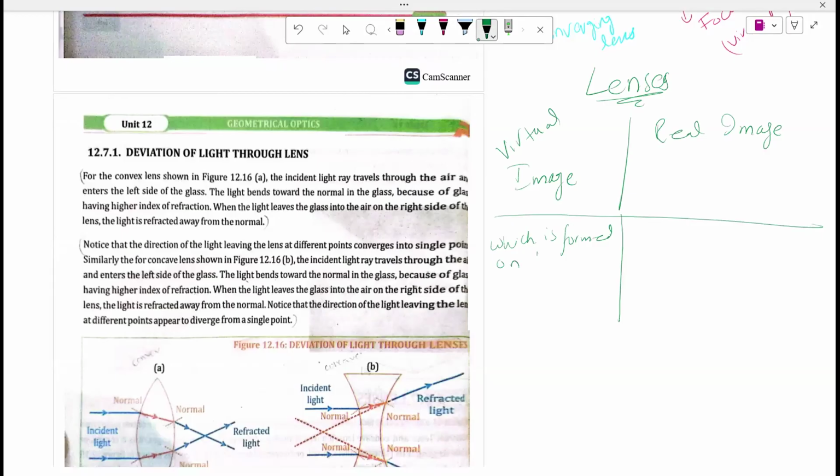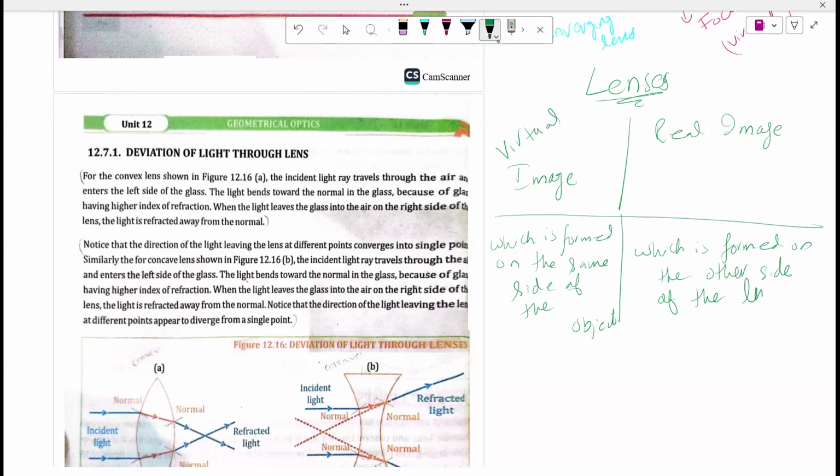So, virtual image is the one which is formed on the same side of the lens or object. Same side of the object would be more appropriate. I would show the diagrams as well कि कैसे होता है वो, ठीक है? This would be opposite, which is formed on the other side of the lens.